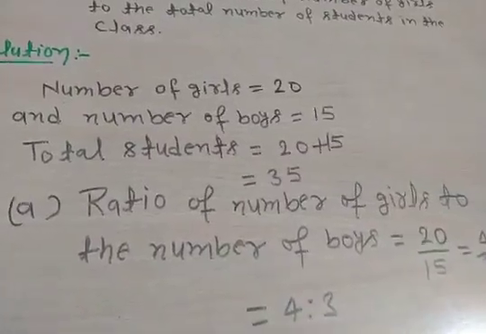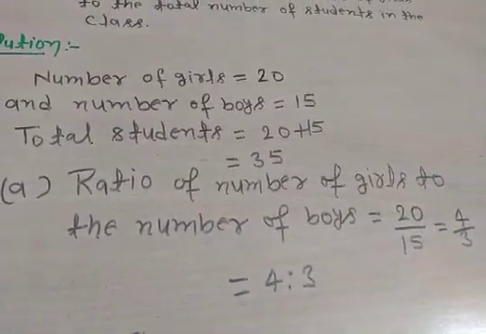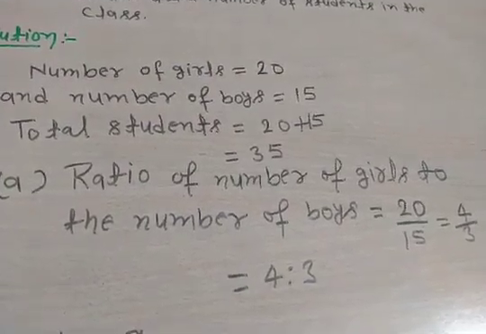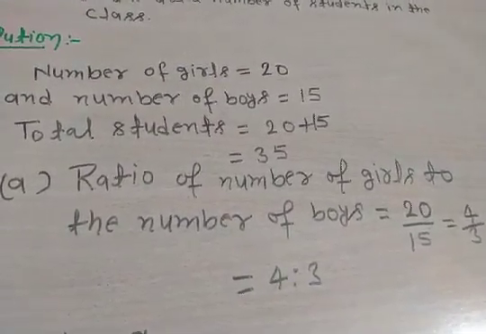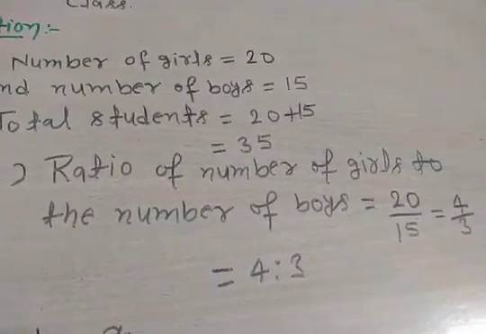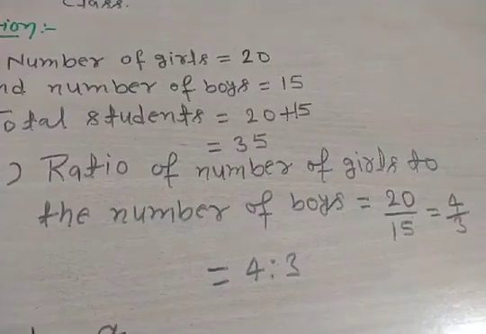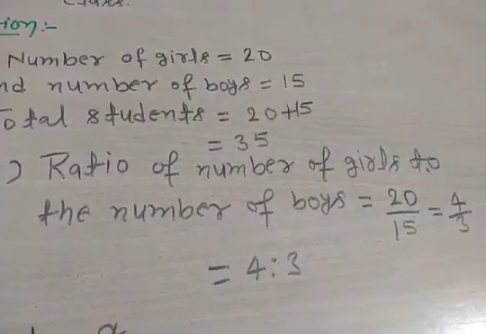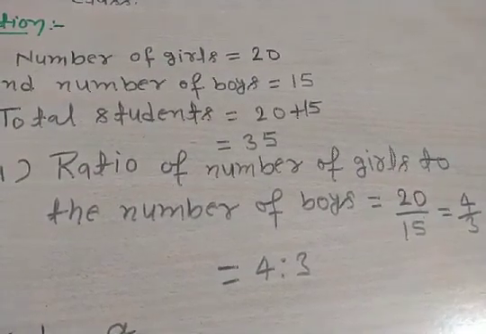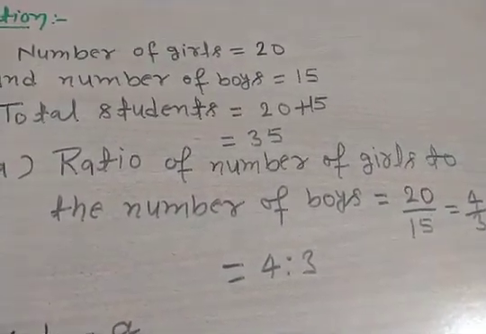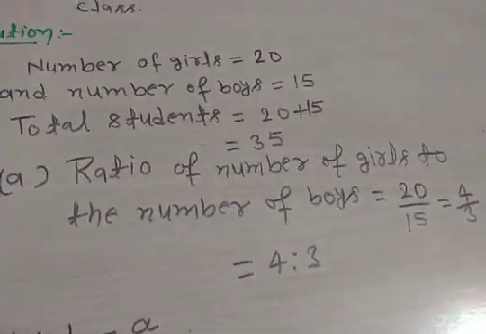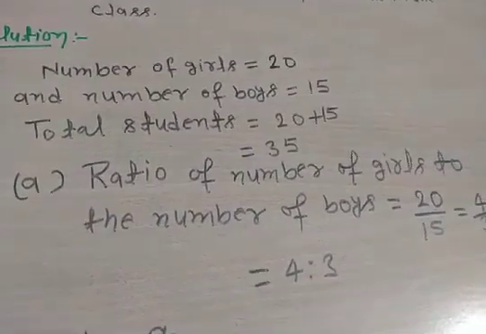So first part, A part, you find here the ratio of number of girls to the number of boys is equal to, so number of girls is 20 and the number of boys is 15. So first you write 20 by 15 and simplify it. So you obtained 4 by 3. It means that the ratio of the number of girls to the number of boys is 4 ratio 3. This is clear? Okay. Now we are going to solve B part of this question.